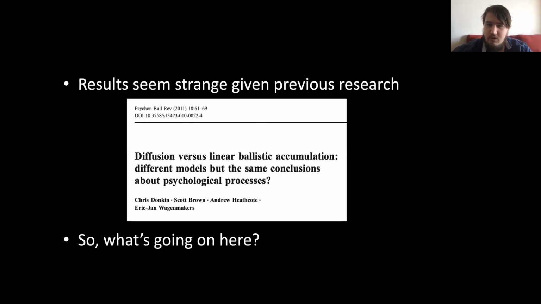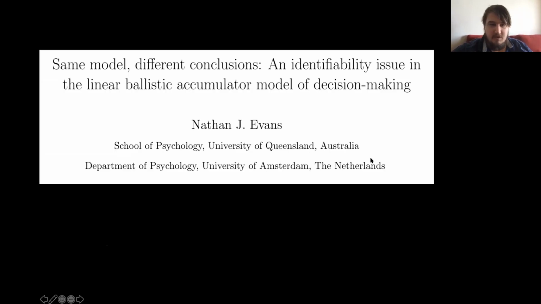So what's the go here? This seems strange given that I've grown up on this logic of it doesn't matter what model you use; they all tell you the same thing. It's irrelevant. So one of my main questions here was, what's the go? Why are we getting different conclusions between these models when many people in the past have very clearly tried to say you get the same conclusions about psychological processes?